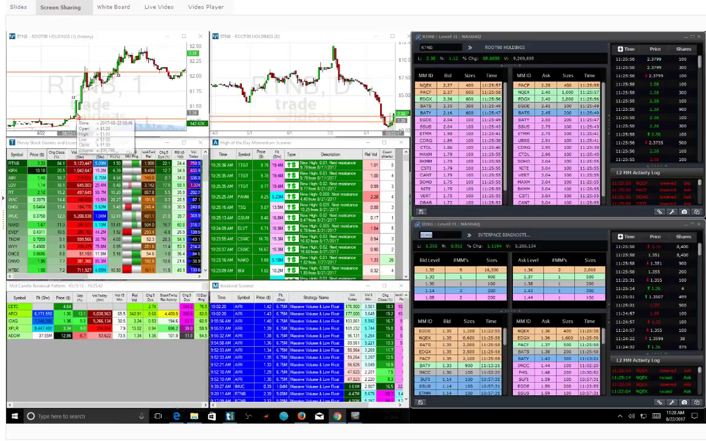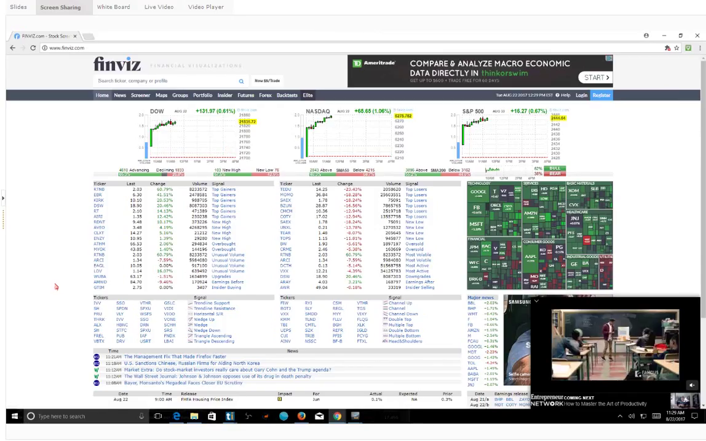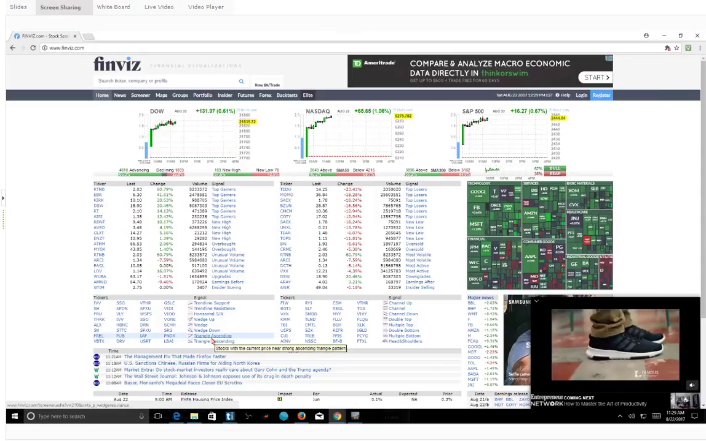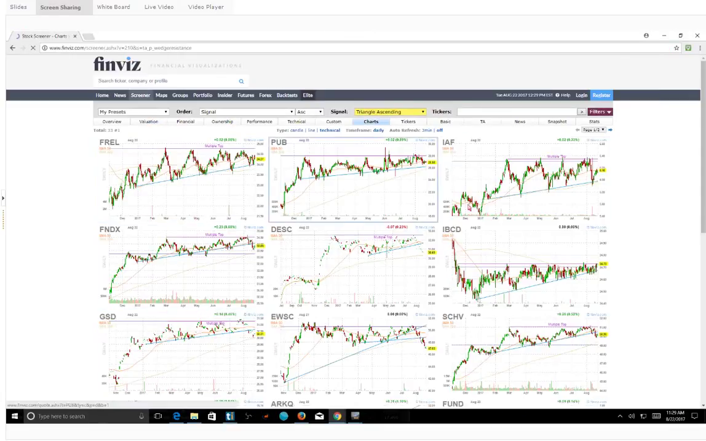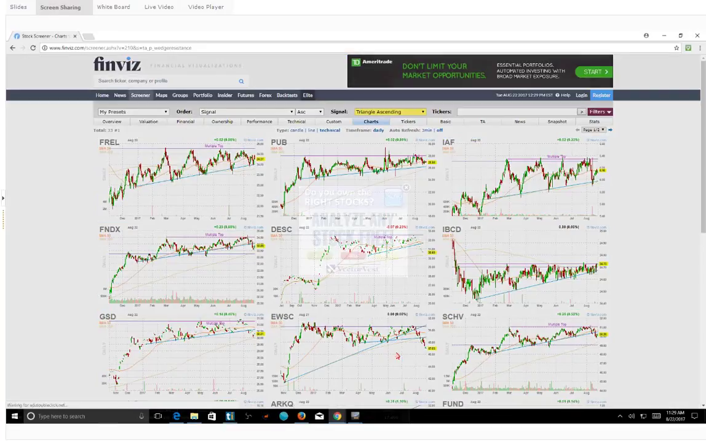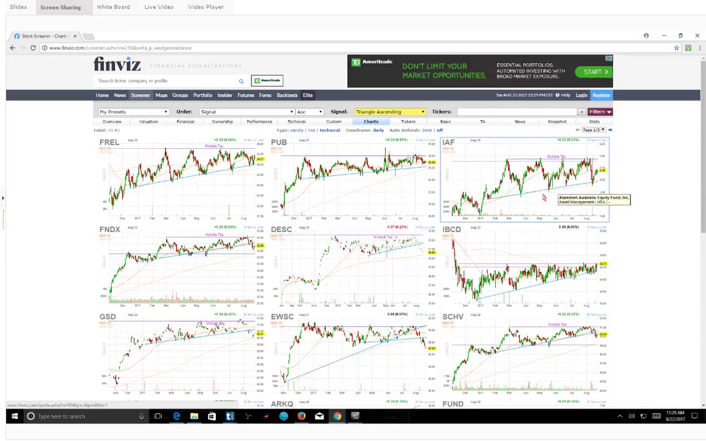If you want something a little bit slower, you guys can always do scans. Again, nice free website is finviz.com. And you guys can always click down here, triangle ascending. So triangle ascending, and you guys can start getting these ascending triangle breakout patterns. Now, again, these are a lot more expensive. They're a lot more pricier than what I usually play.